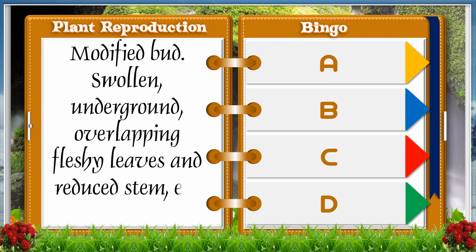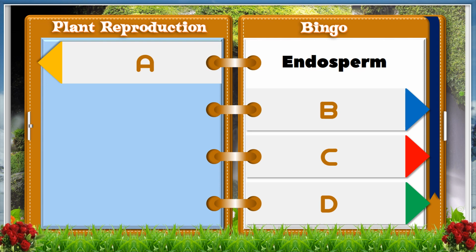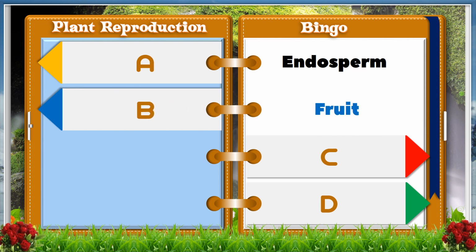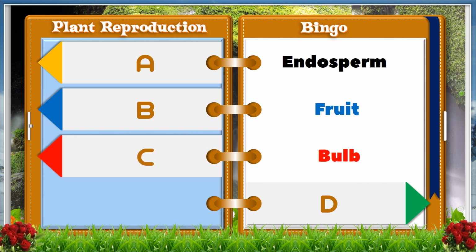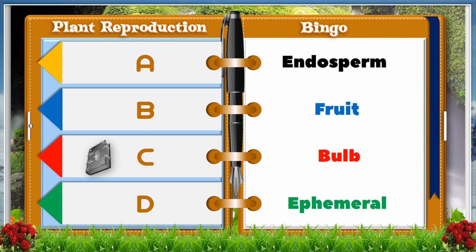Modified bud, swollen, underground, overlapping fleshy leaves and reduced stem. For example, onion, tulip. A. Endosperm. B. Fruit. C. Bulb. D. Ephemeral. And the answer is C. Bulb.